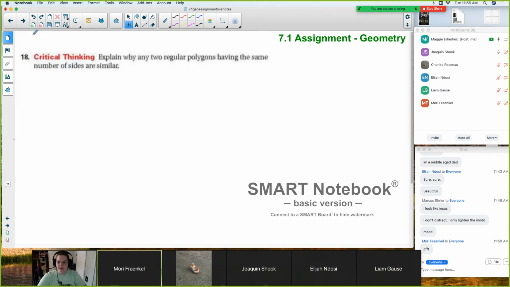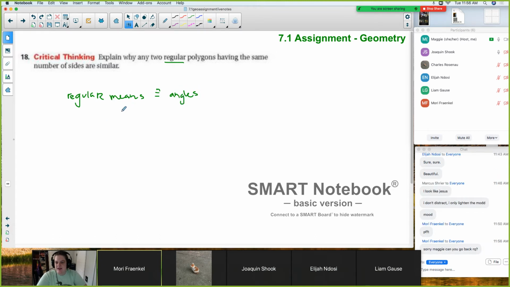Super. Then we've got some more critical thinking. Ooh. So explain why any two regular polygons having the same number of sides are similar. That's because of the word regular. Because regular means that all the angles are the same, means congruent angles. And it also means congruent sides.